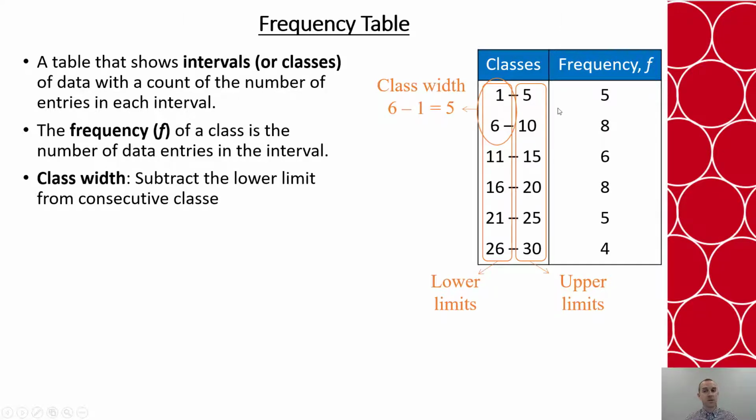You could do the same thing with the upper limits as well, just most commonly it is done with the lower limits. But 6 minus 1 is 5, and 10 minus 5 is 5 as well. So use whichever makes the most sense, but it has to be from one class to the next to get that width.